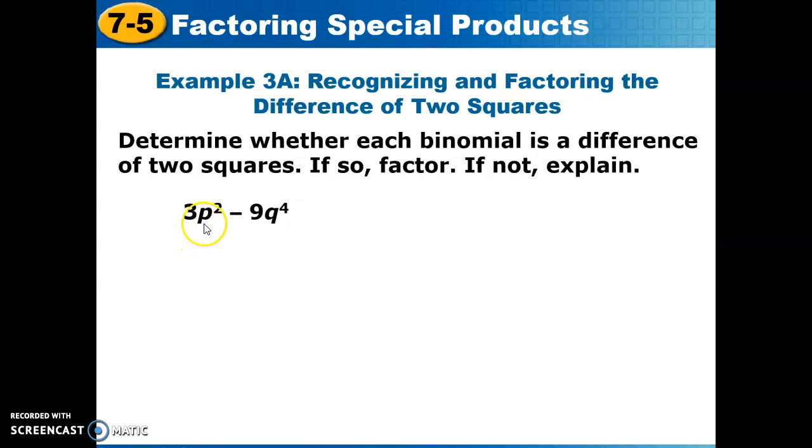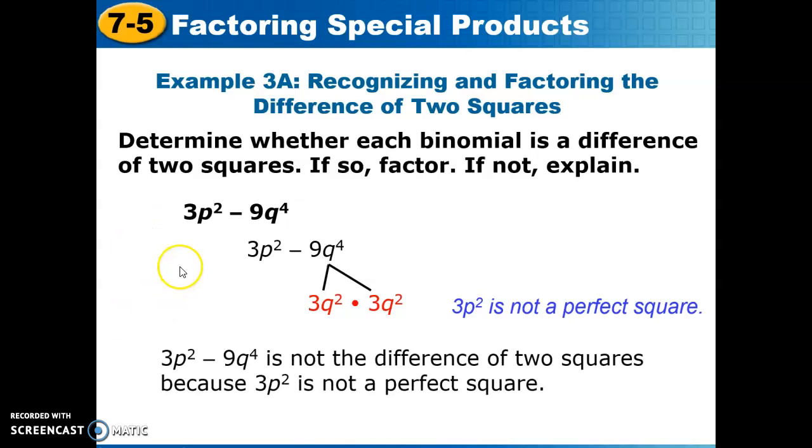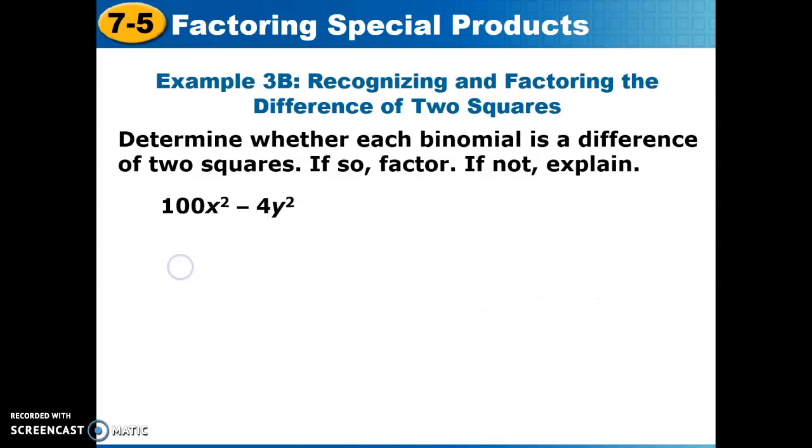So I'm looking at my first one, 3p squared minus 9q to the fourth. Guess what? This 3 right here is a dead giveaway. This is not a difference of two squares because that 3 is not a perfect square. Okay, now 9 is, but it doesn't matter. Both of them need to be perfect squares, so this is not a difference of two squares. So you just say no, and you move on. You might be able to factor it, and as a matter of fact, you can use GCF, but we're not going to do that today.